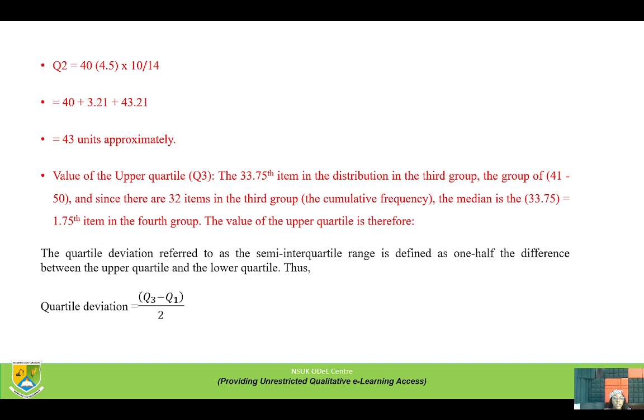The quartile deviation, referred to as the semi-interquartile range, is defined as 1/2 the difference between the upper quartile and the lower quartile. Thus, quartile deviation is given by Q3 minus Q1, divided by 2.